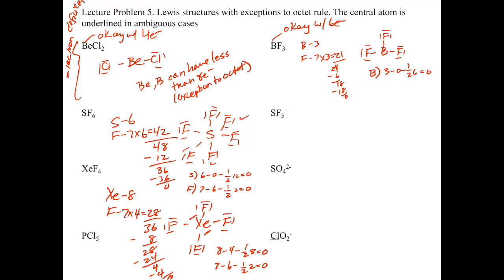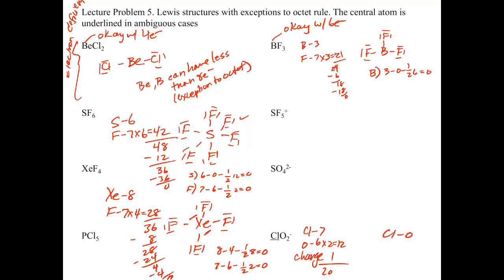And our last structure is going to be ClO2 minus. In this case, our Cl is going to bring 7 electrons to the party. Our O's are going to bring 6 times 2, which is 12. And then we have a charge of -1. So this is going to be a grand total of 20. So 7 plus 1 is 8, plus 12 is 20.